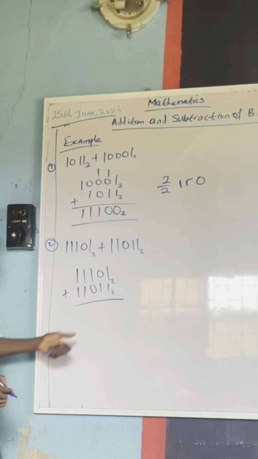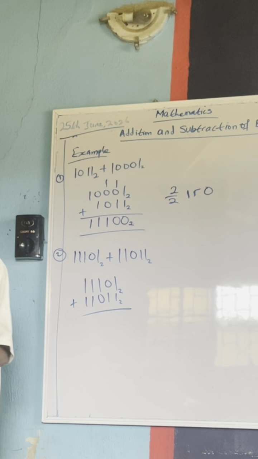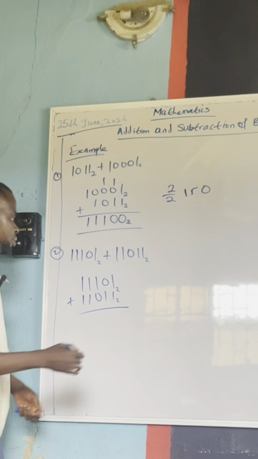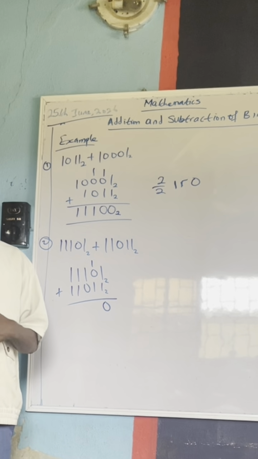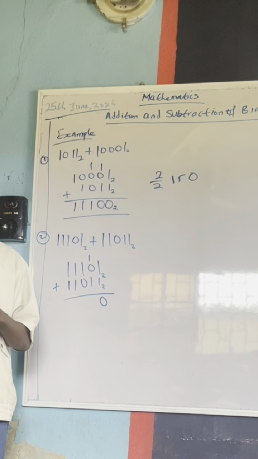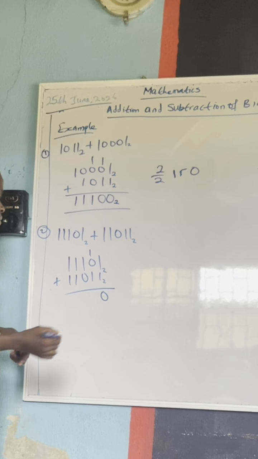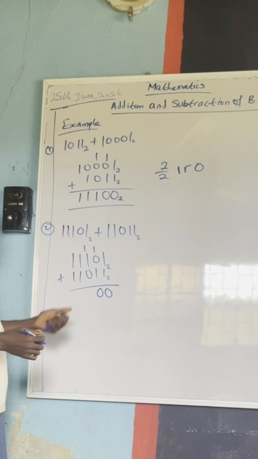Are we together? 1 plus 1, 2 divided by 2, 1 remainder 0. What are we going to write? 0. Carry what? 1. 1 plus 1 divided by, right? Okay, so the same thing here.